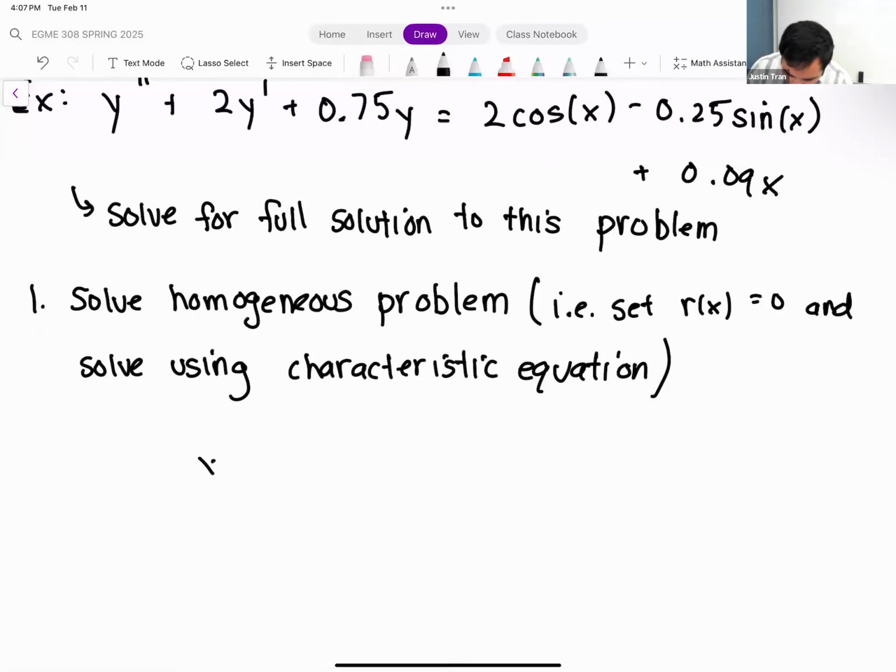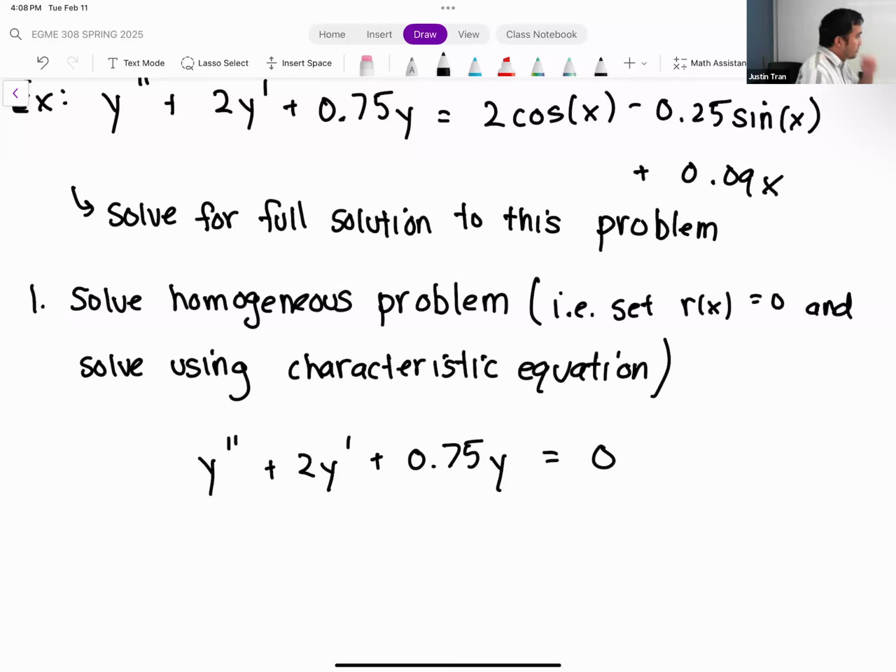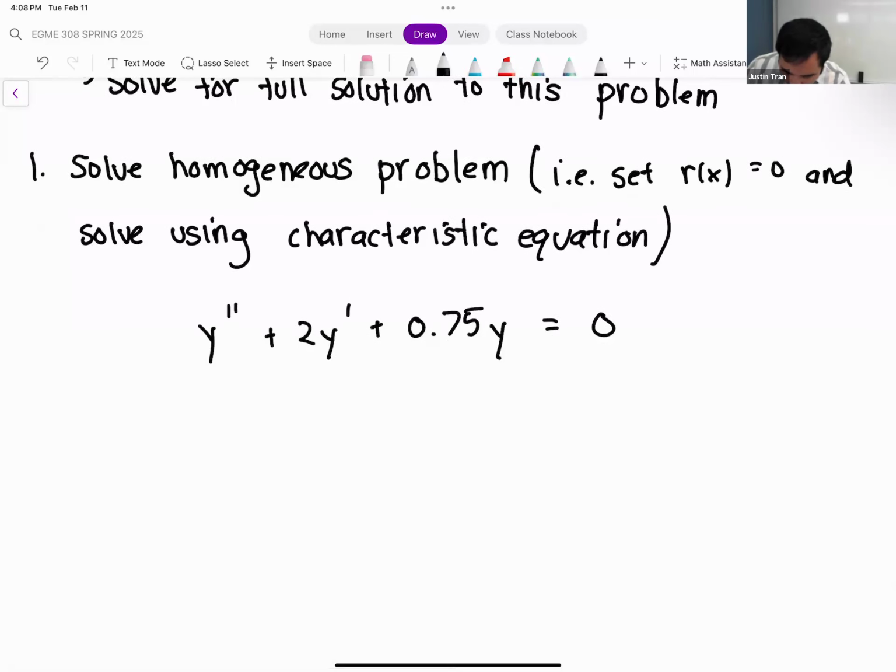Okay, so the homogeneous problem here is y double prime plus 2y prime plus 0.75y is equal to 0. Okay. So I've temporarily eliminated the right-hand side of this equation. So what we have is a second order linear ODE with constant coefficients, right? And so we know what to do in this situation. We are going to replace this with our characteristic equation, excuse me. So we have lambda squared plus 2 lambda plus 0.75 is equal to 0. Okay. And so we basically replaced our ODE with the quadratic equation.